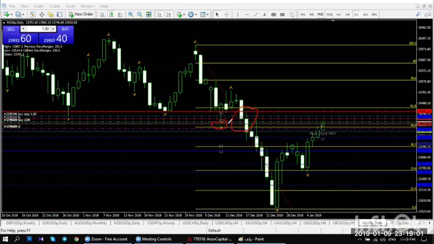You need to know this rule. If the price goes past the shadow pivot, it means it wasn't strong enough to retrace the trend. You see this wasn't strong enough to retrace the trend.